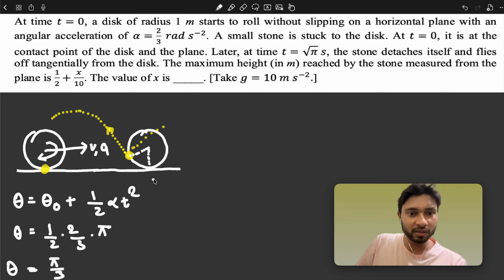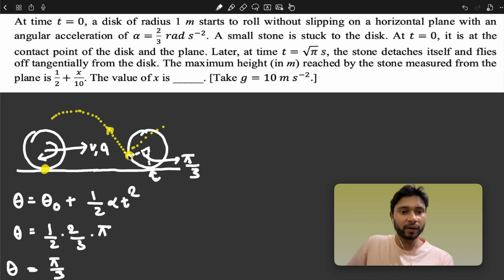So initially it was here, now the stone has reached here, and the angle between these is pi by 3. Okay, this is pi by 3. At this point the stone will fly off. Okay, so at this point, what will be the velocity of the stone?